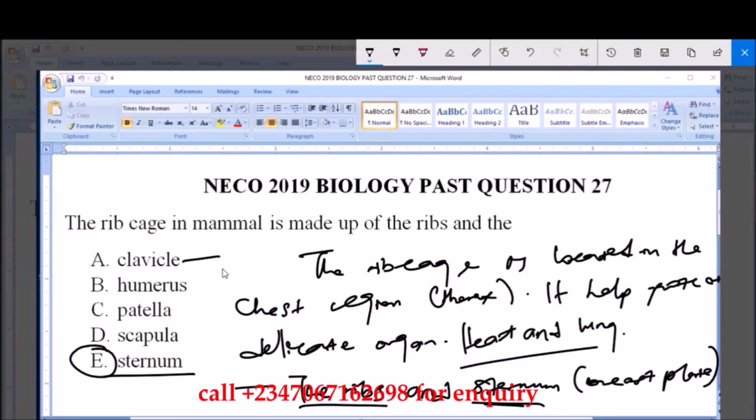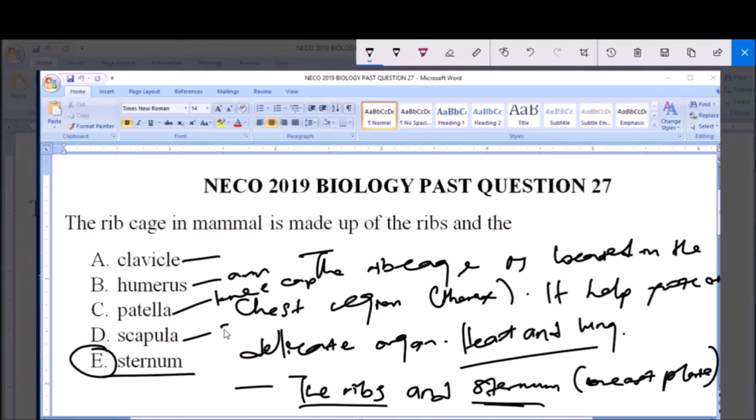Now the clavicle just provides attachment for the scapula, that is, it attaches the scapula to the body. The humerus is the bone of the arm. The patella is the kneecap, and the scapula is the shoulder blade. You can call the clavicle the collarbone. But the sternum and the ribs make up the rib cage that helps protect the heart and the lungs. So option E is the answer to this question.